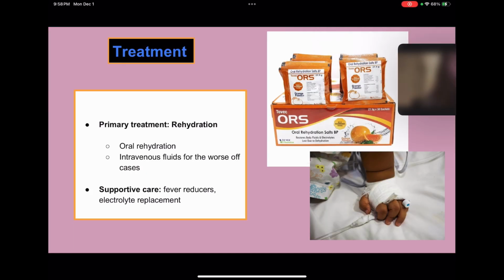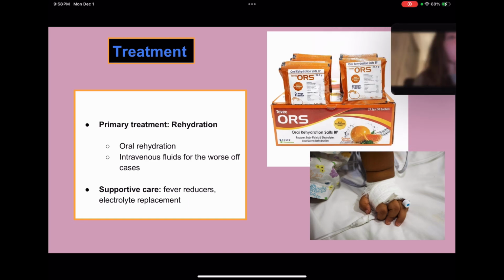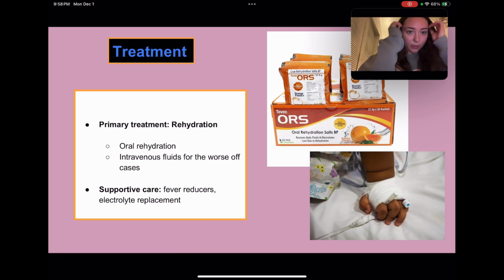Treatment. Rehydration is the biggest one. Here's this orange packet right here, an example of one of the ones I found, as an oral hydration supplement, as well as IV fluids if it is a worst-case scenario. And here is that. And then a couple other things to take into consideration to support that care would be fever reducers and electrolyte replacements.